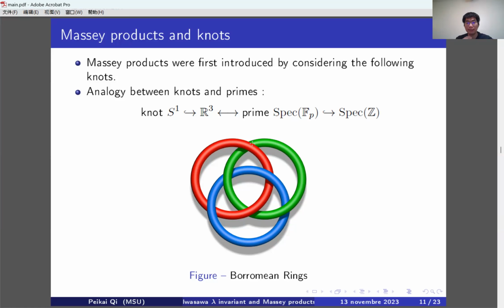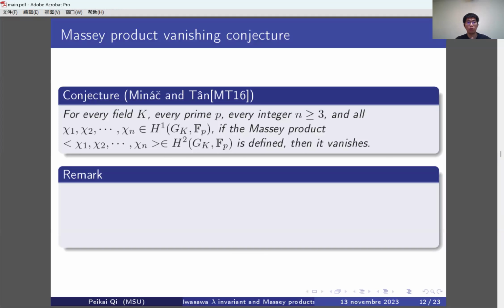Motivated by this, there is also the Massey vanishing conjecture proposed by Mináč and Tân. In fact, I first learned about the Massey product by learning the Massey vanishing conjecture. The conjecture says, for every field K, every prime p, any integer n greater than or equal to 3, and any characters in H1, if the Massey product is defined, then it will vanish.